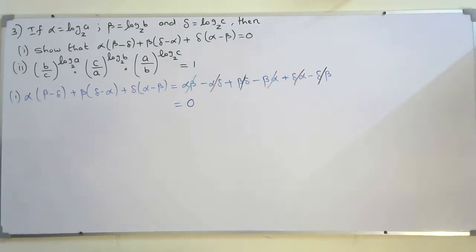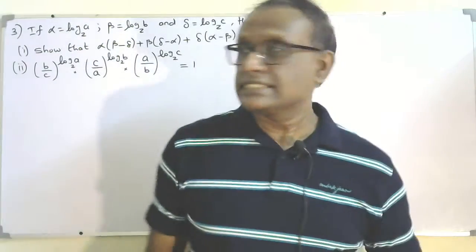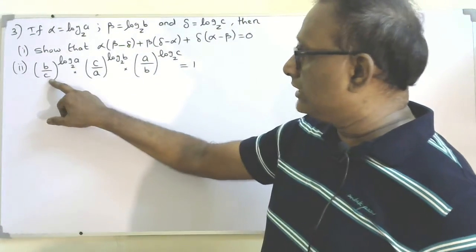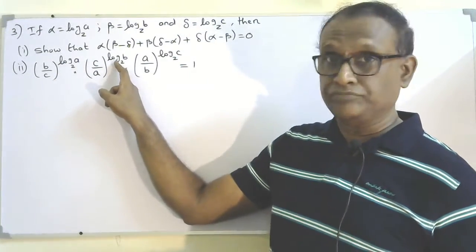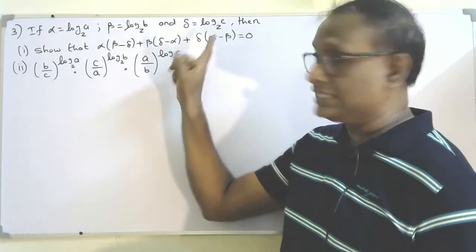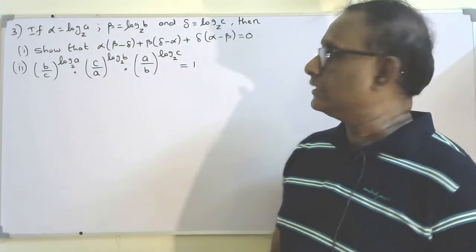Okay, the second part looks a bit scary. It says b over c to the power log z of a, c over a to the power log z of b, and a over b to the power log z of c equals 1. Okay, so how can I solve this? What method should I use?